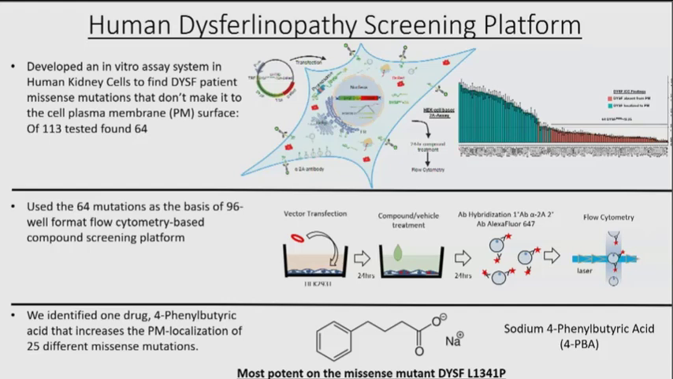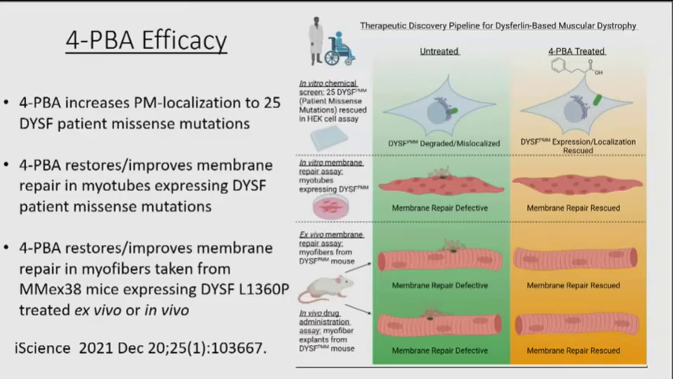So we're asking, in the presence of a compound, can we get Dysferlin to go to the membrane surface? Anyway, I can tell you that we found 25 different missense mutations. Okay, can we go back one? Sorry, is that possible? Okay, it's not. So we found 25 different patient mutations.